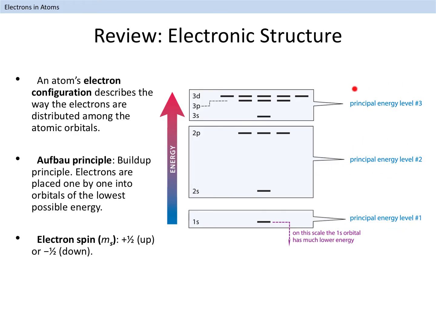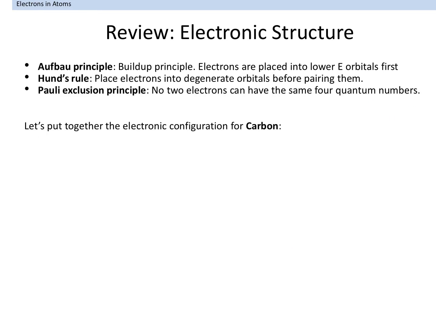Within each of these shells we can see a number of platforms. These platforms represent the orbitals that exist within each energy level. When we populate the diagram with electrons, we are able to see which orbitals are filled, which are empty, and their relative energies. As a review, let's put together the electronic configuration for a carbon atom.